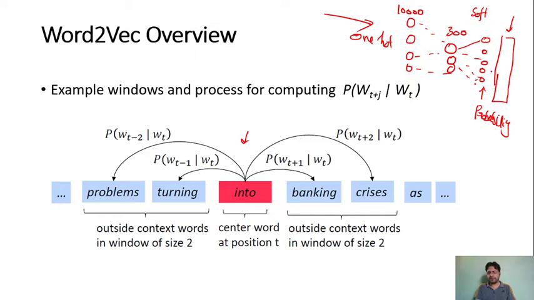So once we have this probability of "into", what is the beauty here? These two matrices that we have found.